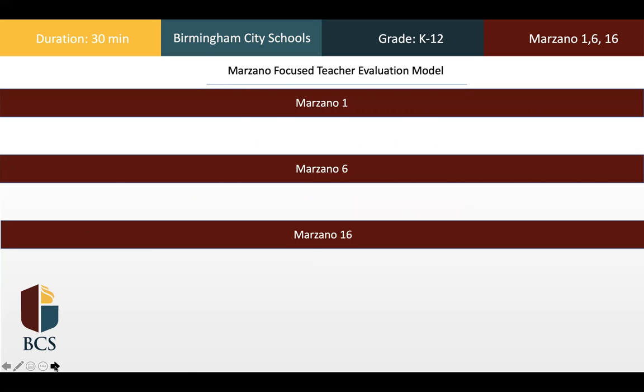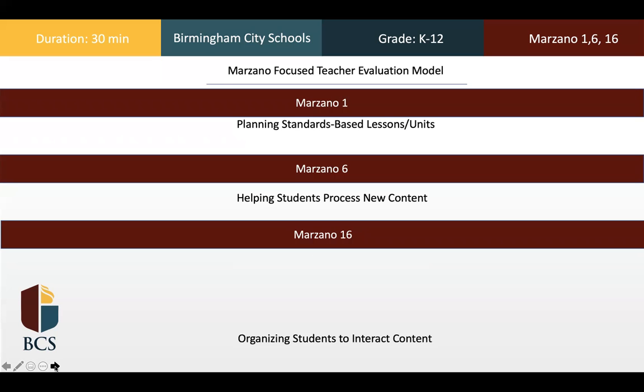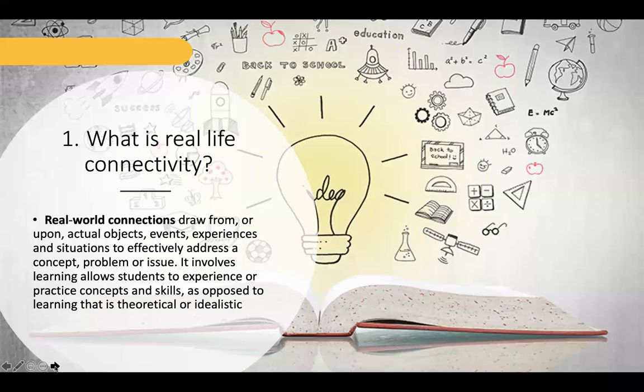Marzano Element 1 focuses on planning standards-based lessons or units. Make sure when you are planning your lessons or your units that it is assigned to a standard. Marzano Element number 6 focuses on helping students process new content. This is especially helpful and ties into Hook, which was our previous mini session. And then Marzano Element number 16, organizing students to interact with content or having a purpose for learning.